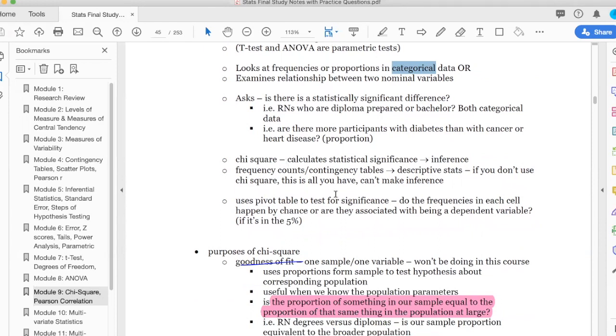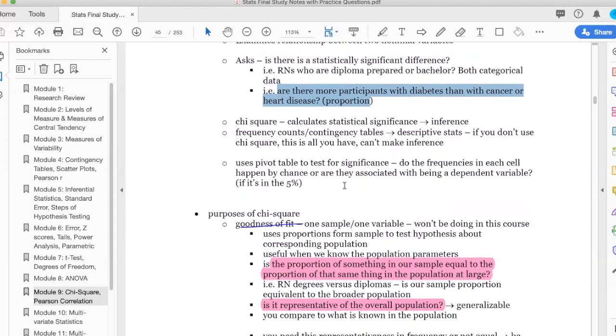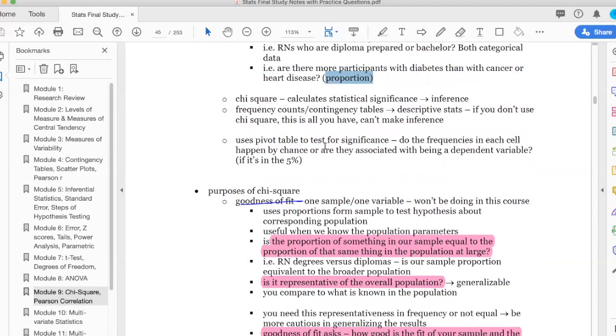Or if you look at the second one here too, this is actually easier. You have with diabetes, with cancer, with heart disease, right? Those are all yes or no nominal variables, but you can still make inferences from them. You just have to figure out the proportions, and we'll go through it in much more detail so it'll make more sense as we go.